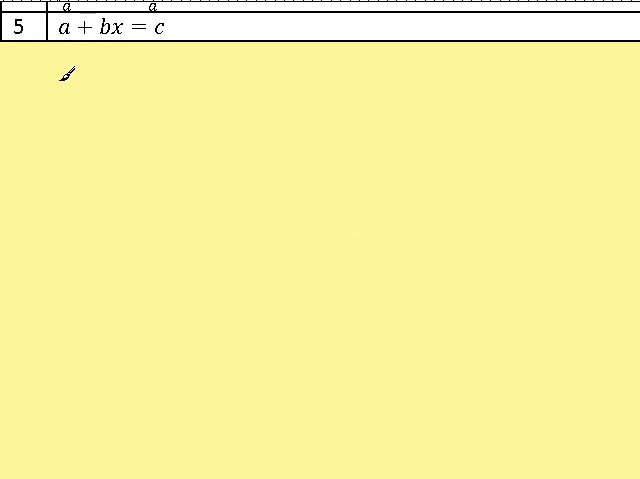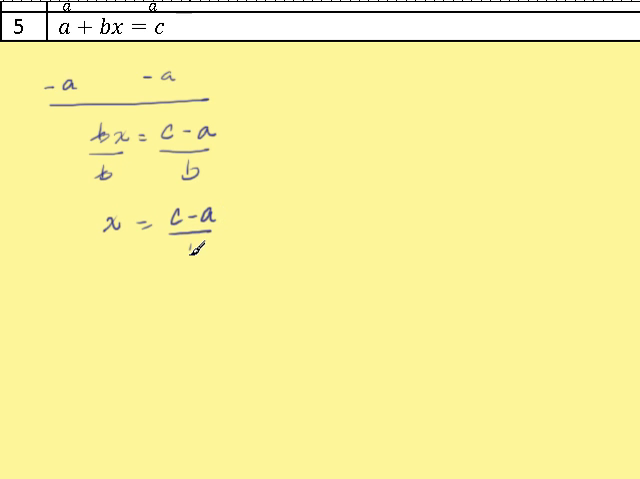Number 5, start solving for x by subtracting a from both sides. So we have bx is equal to c minus a, and then just divide by b. And we have x is equal to c minus a over b.